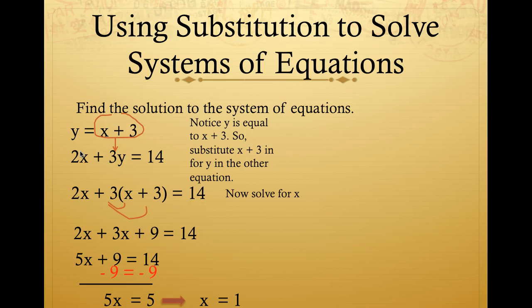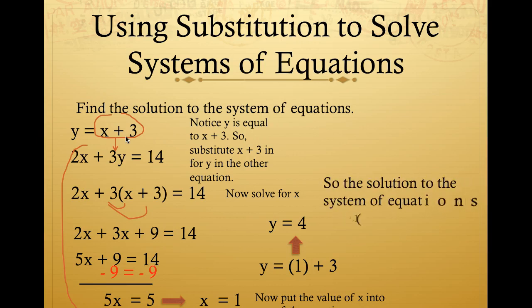But remember, we're looking for a solution. And a solution requires an x coordinate and a y coordinate. So we take the value for x and plug it back in to one of our equations. This top equation is the easier of the two equations to plug it into. So when I do that, y equals 1 plus 3. So y equals 4. So the solution to the linear system of equations would be the point (1, 4).